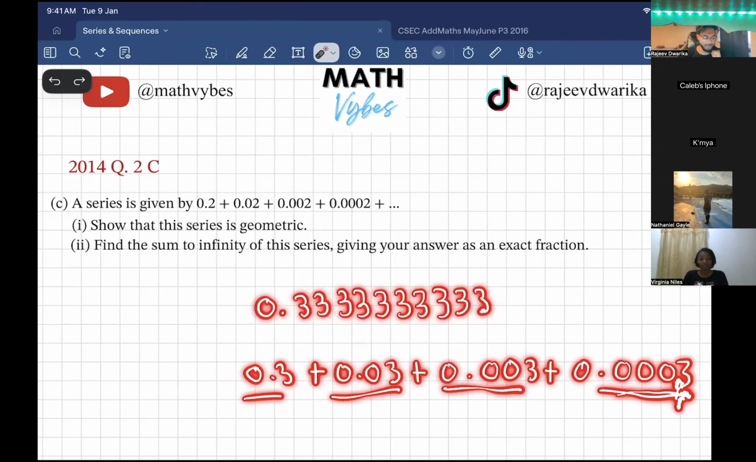Now, tell me, do you think both of these series are arithmetic progressions or geometric progressions? I would say it's a geometric series. And we just said, was it convergent or divergent? Convergent. It was convergent. Good.